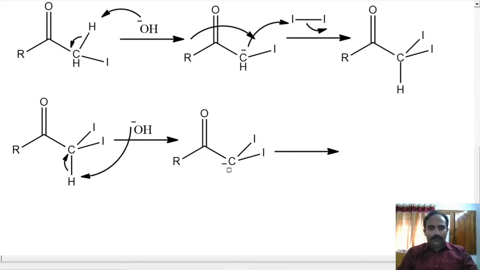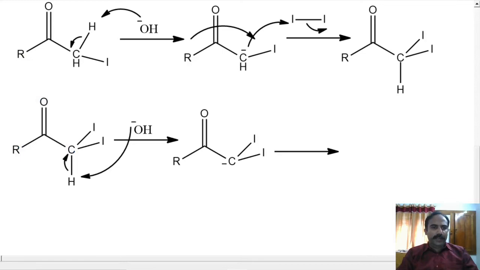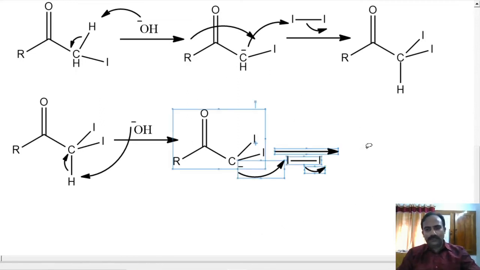So with the removal of water, that is OH minus picking up a proton, then leaving as water. So this minus charge is here. This is resonance stabilized. This can attack an iodine molecule to form the corresponding iodide. I minus leaves. Let's copy the whole thing down and try to make sense of the curved arrows.